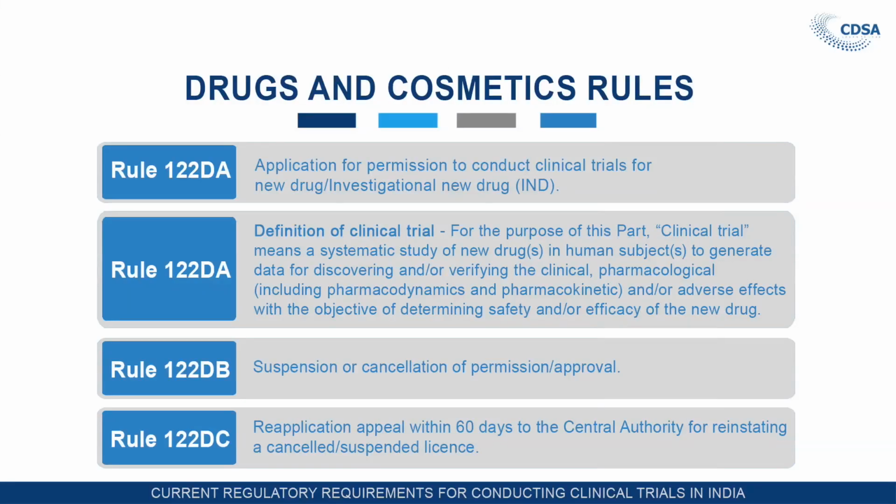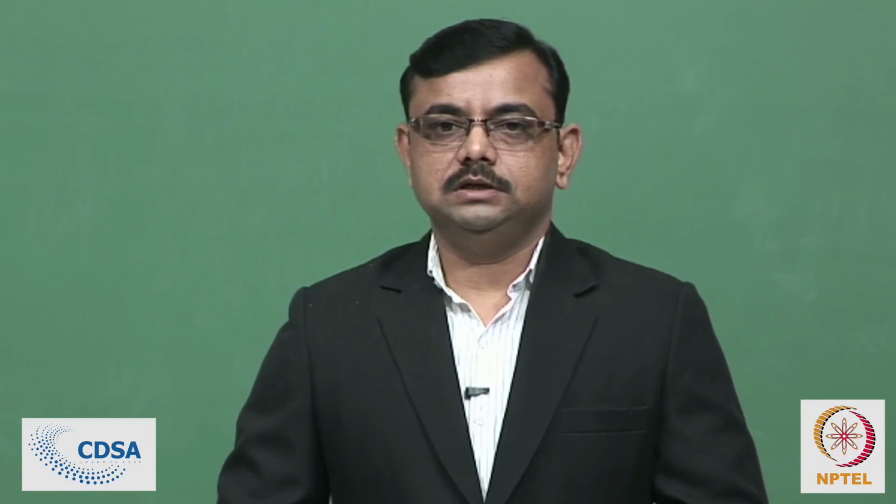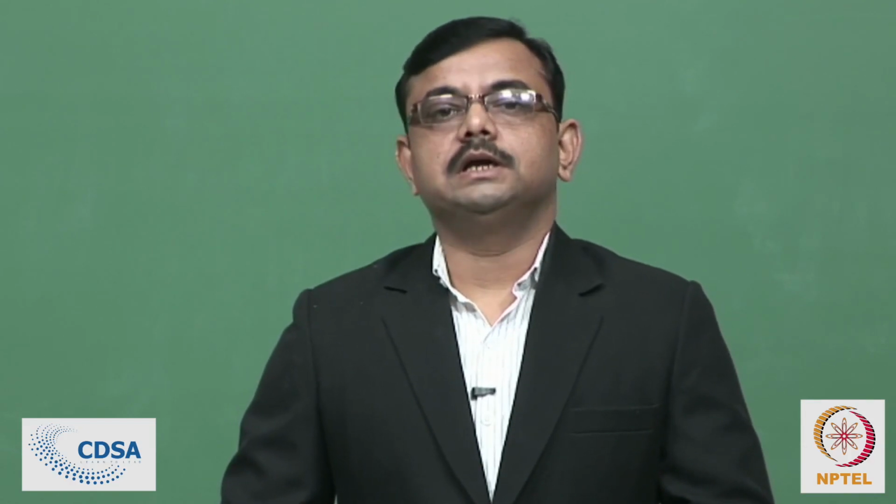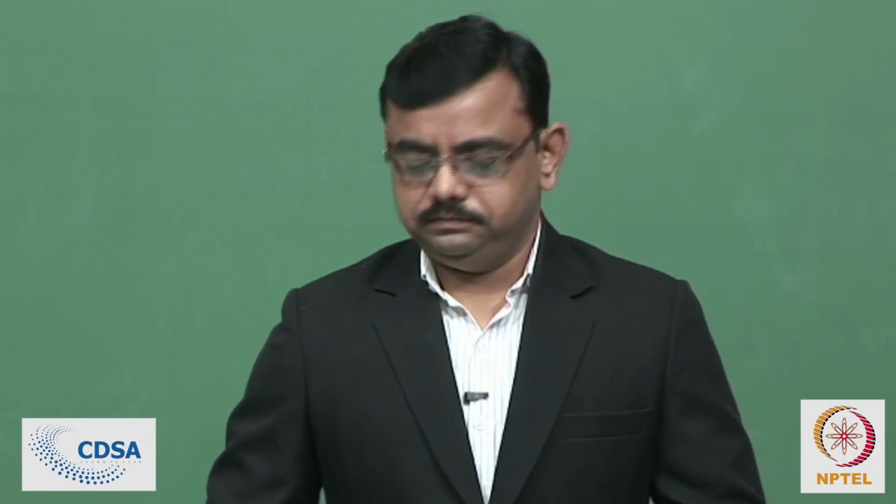The next rule, 122DC, is related to the appeal. If the permission has been cancelled for the manufacturing or for the import, then that applicant can appeal to the central government within 60 days. And the central government, if it finds the justification has been given properly, can take a decision as it deems fit.